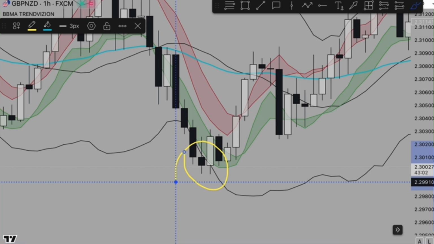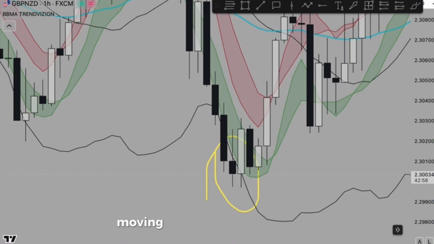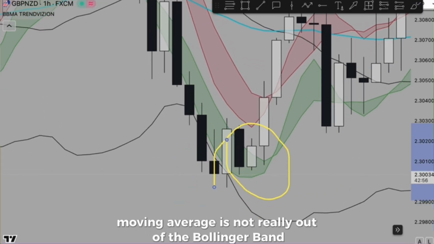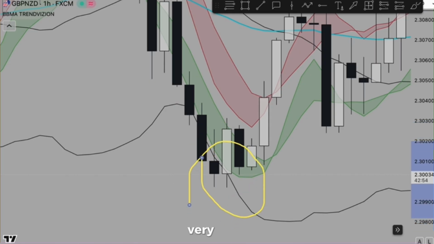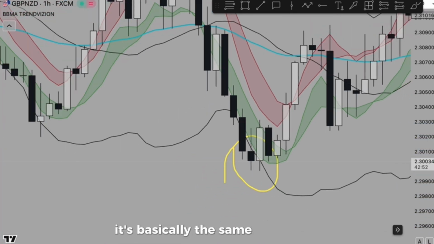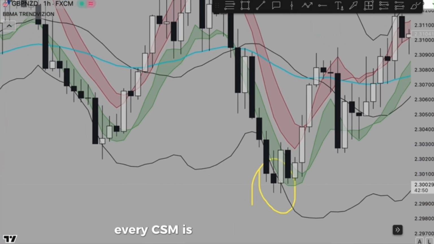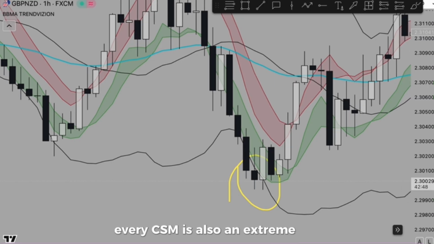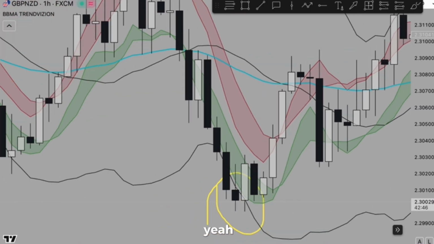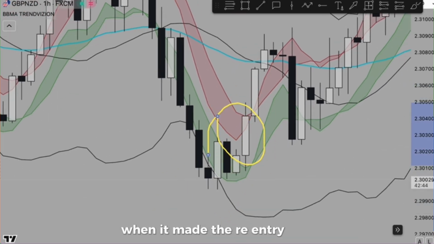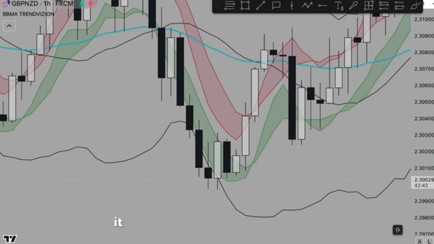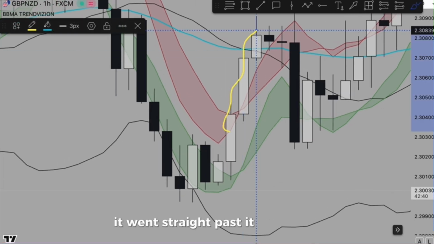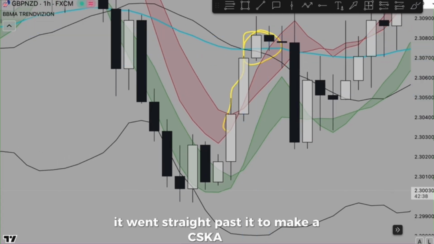And there wasn't really an MHV here because it made an extreme here, which is probably seen as extreme A, although the low moving average is not really out of the Bollinger Band, but since it's very close, it's basically the same thing, right? Every CSM is also an extreme. And when it made the re-entry here, it went straight past it to make a CSAK buy.